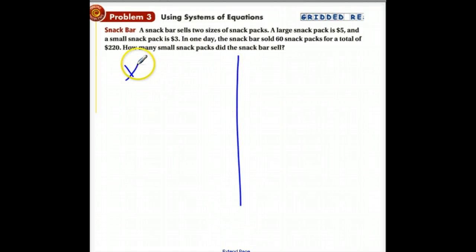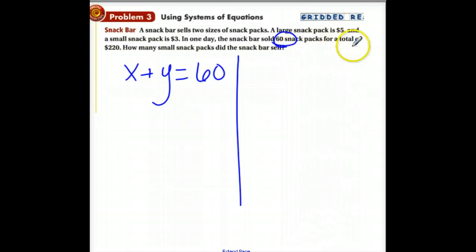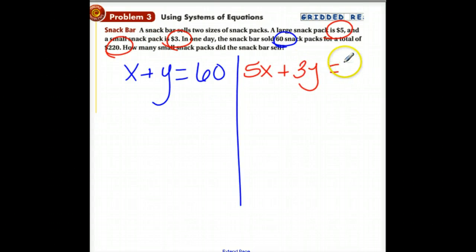One of them, we have a large snack pack, x, and a small snack pack, y, and on a certain day, we sold 60. Now, a little bit more specific, if we keep reading, we made a total of $220. The large snack pack is $5, so 5 times my large one plus 3 times my small one should give us a value of $220. How many small snack packs did the snack bar sell? So we want to know our y value.